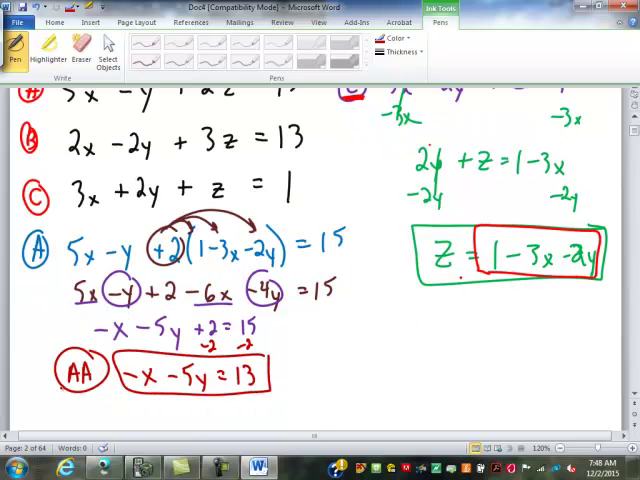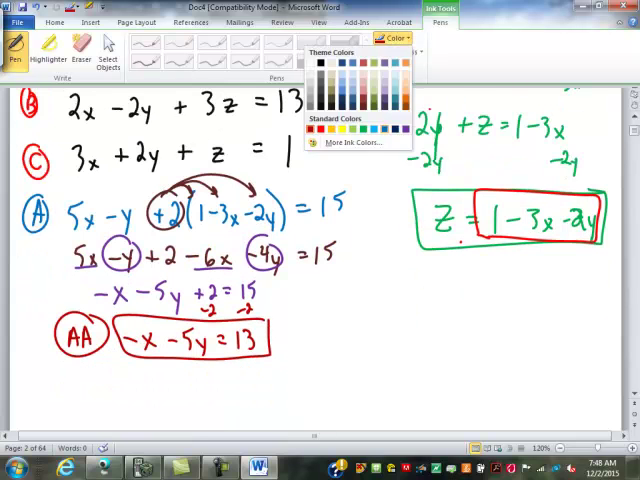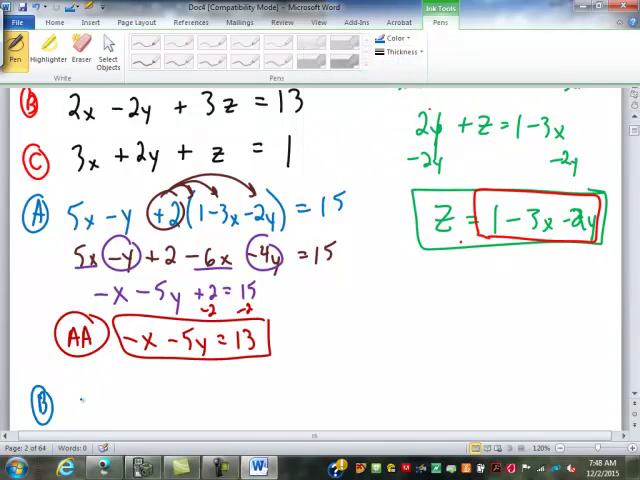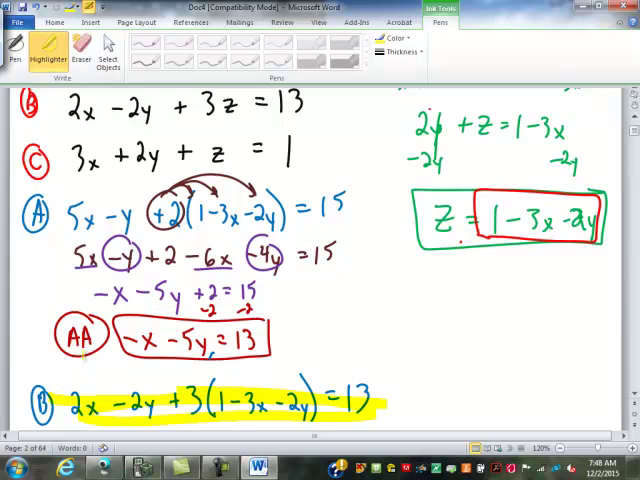What equation haven't I touched yet? B. So we're going to, equation B, 2x minus 2y plus 3z, only z is 1 minus 3x minus 2y. Now I'm going to pause. Anybody have any questions on how I got to this? Anybody have any questions down here as to where this line here came from? It's just this equation here, only I replaced z with that.